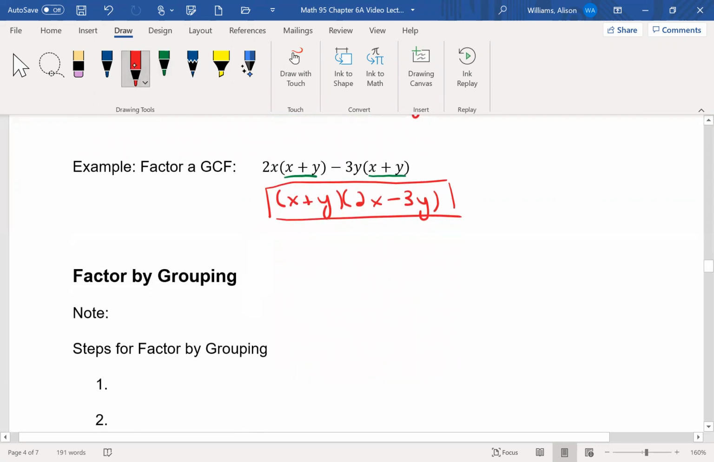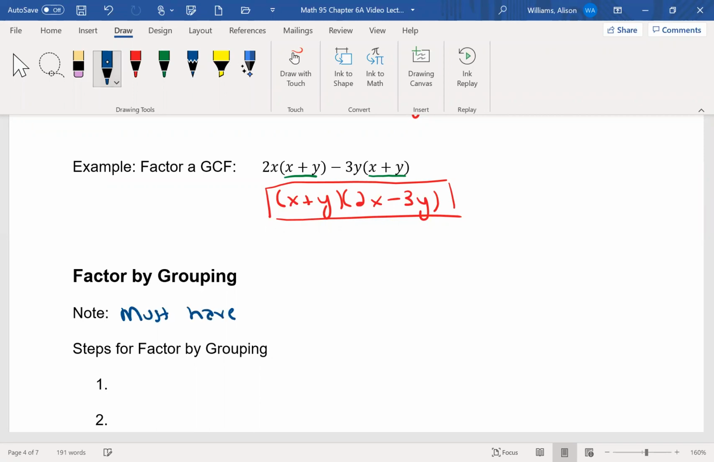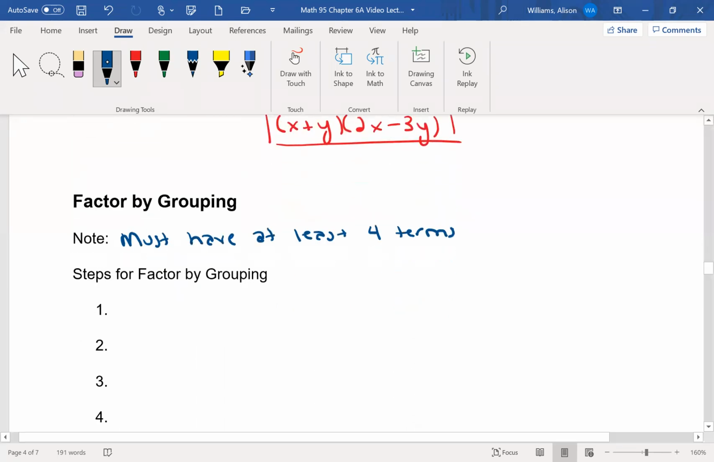My first thing to mention is that to factor by grouping, you must have at least four terms. That's important. If it doesn't have four terms, you can't factor by grouping. If it's smaller than that, like three terms, you can't do it. Okay, so the steps for factor by grouping.